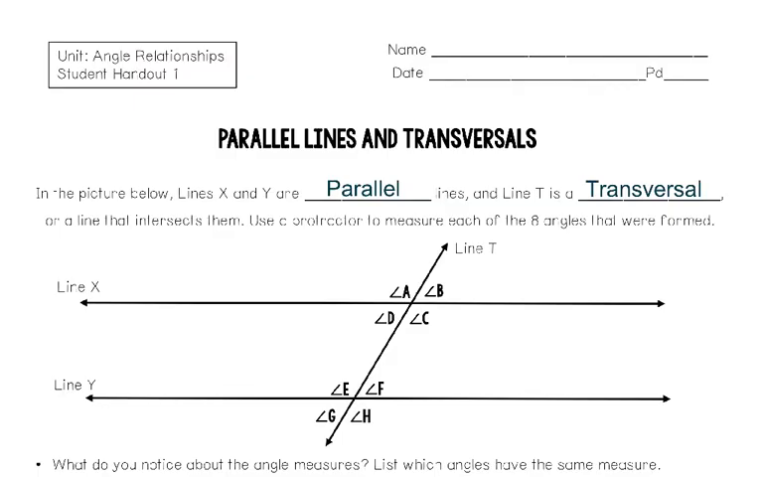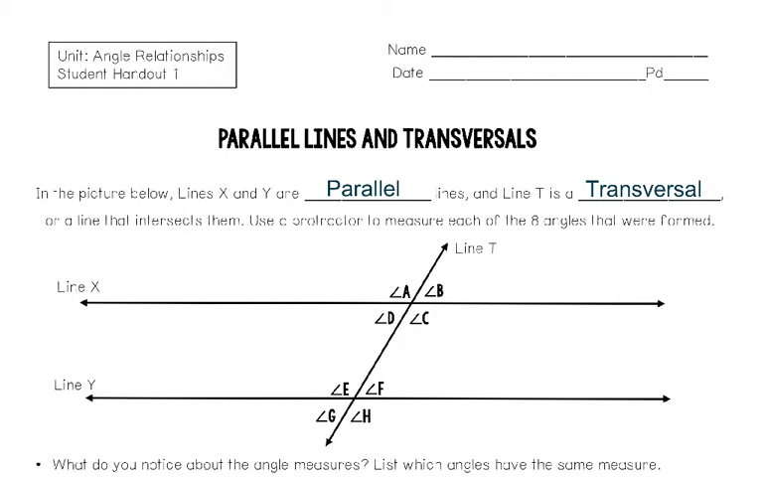So let's go ahead and get into our conversation about parallel lines and transversals and learn about a couple more angle relationships. In this picture below, you see line X and line Y are parallel to each other. That means that they are going to go on and on forever and never touch. They're parallel. Line T is what we call a transversal. A transversal is a straight line that intersects two parallel lines. A transversal creates some special angle relationships.